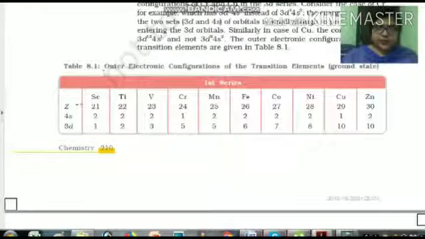See, the 3d series runs from scandium to zinc, that is scandium, titanium, vanadium, chromium, manganese, iron, cobalt, nickel, copper and zinc. Here you can see the electronic configuration 3d 4s. In 3d, progressively one electron has been added: 3d1, 3d2, 3d3, 3d5, manganese also 3d5, then iron 3d6, cobalt 3d7, nickel 3d8, copper 3d10 and zinc also 3d10. And one 4s electron is present in chromium as well as in copper.